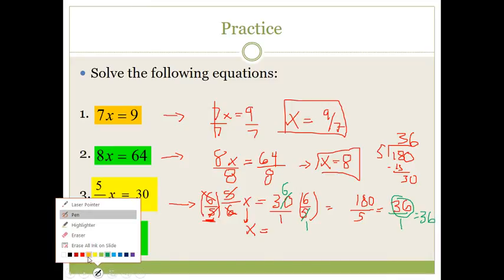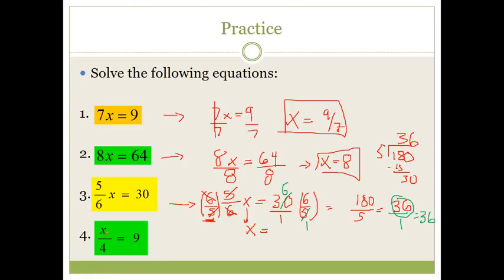Alright, so this last example here, I have x divided by 4 equals 9. That's how I read that, right? That some number divided by 4 is equal to 9. So I've got to try to get the x by itself. In this case, the variable is being divided by 4. So immediately I'm thinking to myself, what should I do to undo that? What is the opposite of divide by 4?